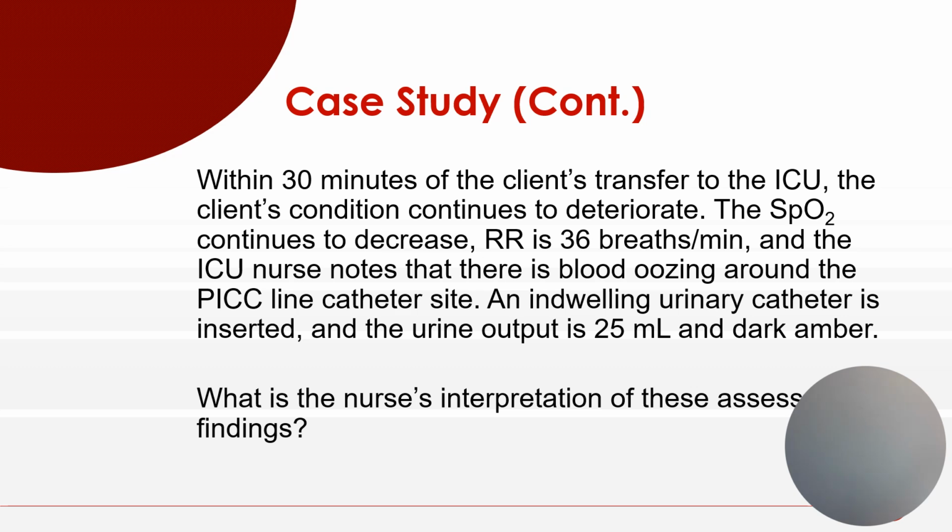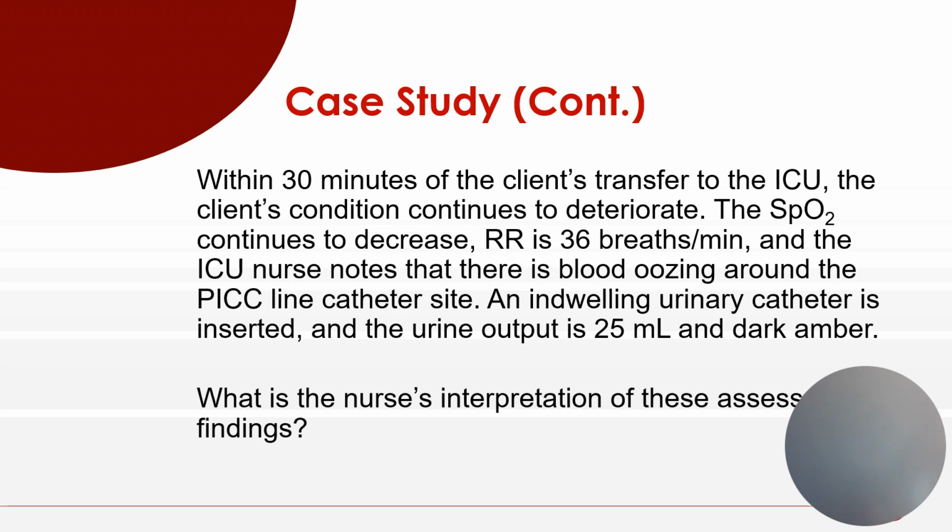So within 30 minutes of the client's transfer to the ICU, the client's condition continues to deteriorate. The SaO2 continues to decrease, respiratory rate is 36, and the ICU nurse notes that there is blood oozing around the PICC line catheter site. An indwelling urinary catheter is inserted, and the urine output is 25 mL with dark amber urine. How do we interpret these assessments?